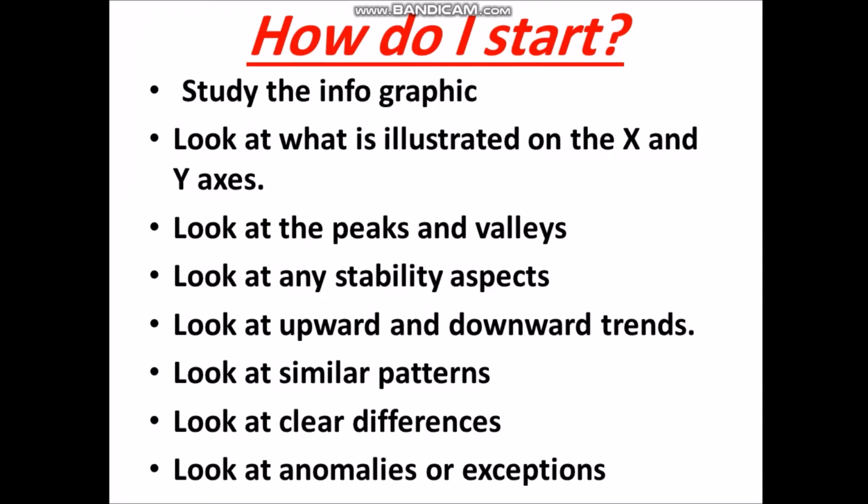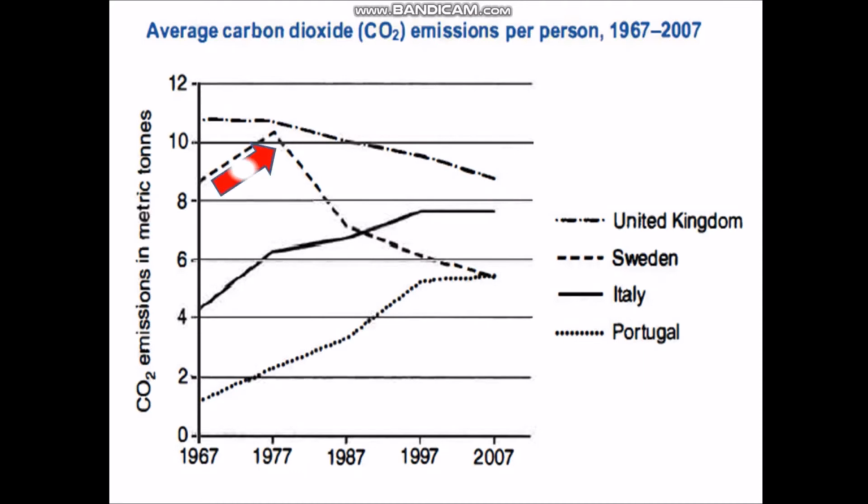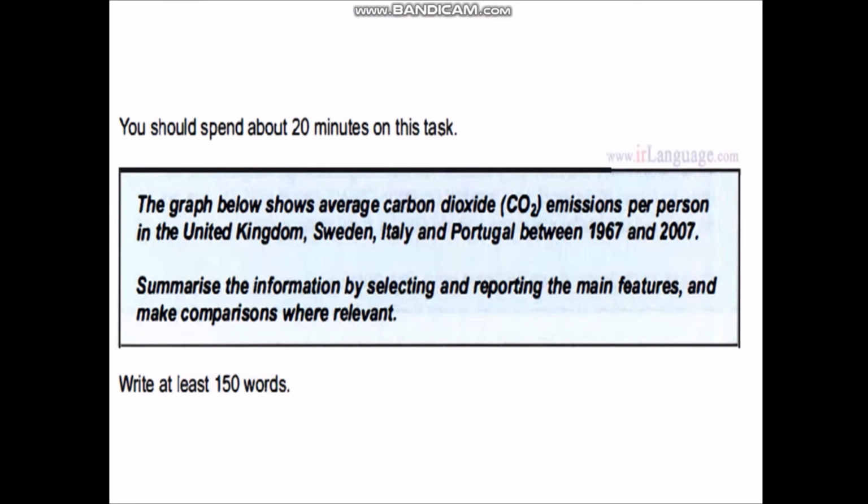Anomalies or exceptions are another key feature to be illustrated. For instance, the steep rise in Sweden's CO2 emissions in the first 10 years is an anomaly to the speeding drop that followed for the next 30 years. So now, let's do the task.